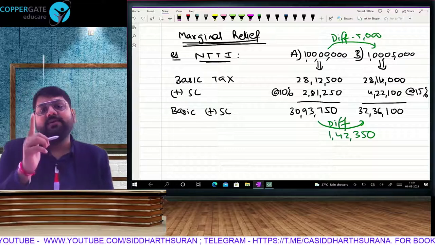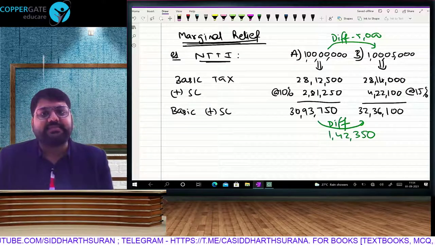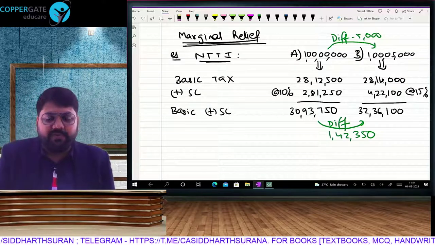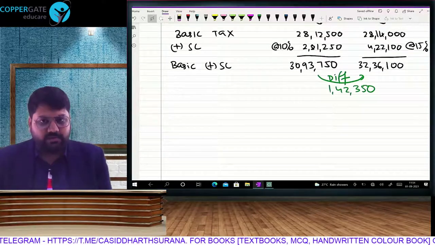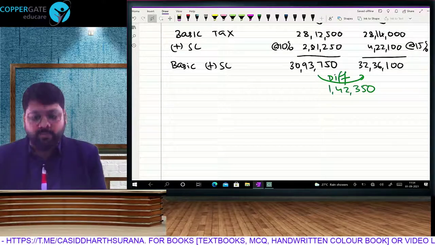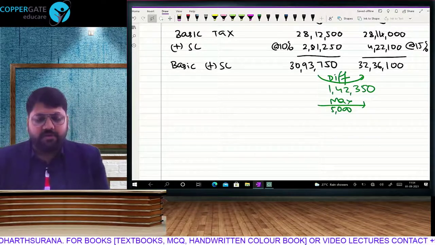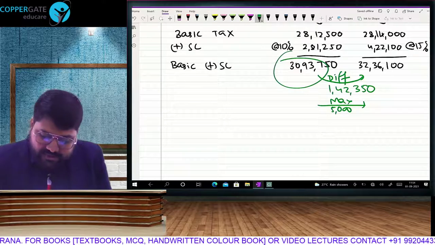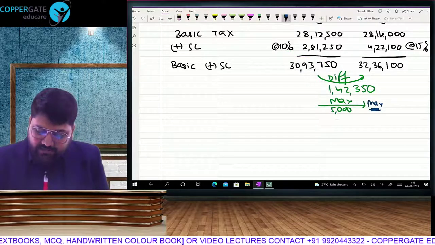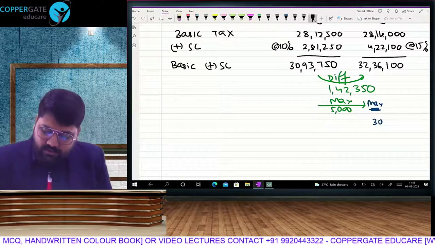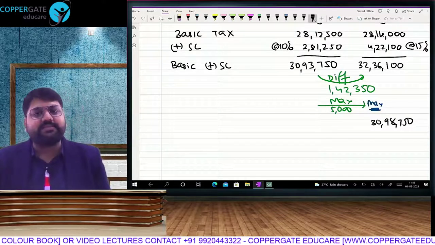And I'll say that line one more time. Last time, record it if you want. The difference in tax cannot be more than the difference in income. What is the difference in income? 5,000. So the difference in tax can also be maximum how much? Maximum difference that will be allowed will be 5,000. So if this is 30,93,750, then this figure can be maximum 30,98,750. It cannot be more than that.